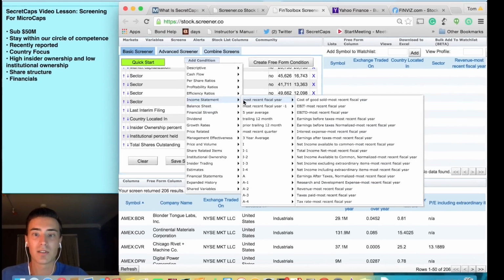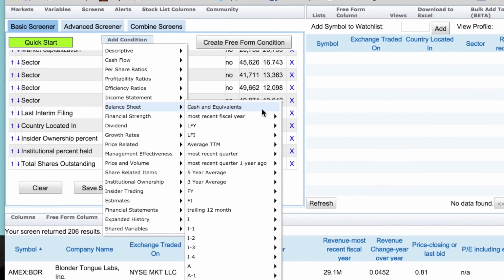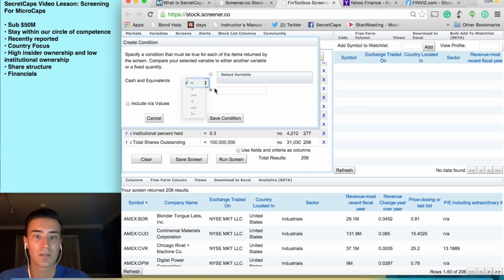We don't want ones that are forward-looking to do a dilutive raise or something like that. We want companies that are well capitalized. So go to cash and equivalents. Now let's say we're looking for companies with at least 500 grand in the bank.